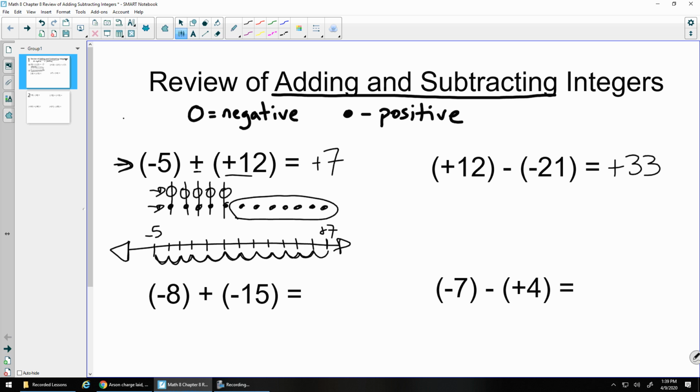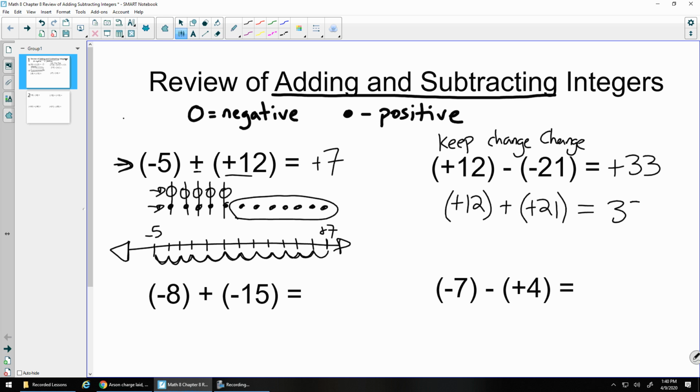I'm just going to remind you of a rule that we have, which is the keep, change rule. Okay? So we do keep, change, flip for fractions, but if you remember from grade 7, keep, change is what we do for adding and subtracting integers. So I can keep my first value as positive 12. I can change my subtraction to addition. And I can change my negative 21 to a positive 21. And now I get 12 plus 21, which is just regular addition now, which is 33.